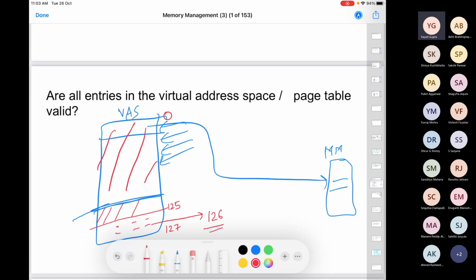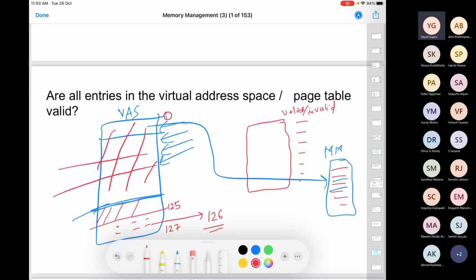The mechanism for that is that in your page table, you also have something called a valid-invalid bit. There are certain pages which are valid, which are actually mapped to some part of your main memory, and there are certain pages which are not mapped anywhere in the main memory. So in case you get some virtual address corresponding to these pages which are not mapped anywhere in the main memory, there should be a trap, right? You should not be looking for the frame number corresponding to them.